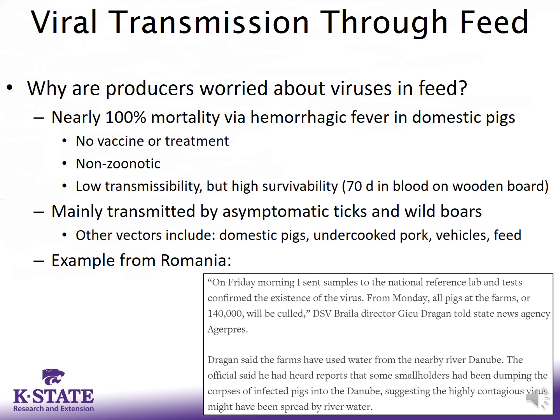They stated that the nearby Danube River was a potential source of this transmission. They had heard reports of some smallholders dumping corpses of infected pigs into the Danube River, suggesting that the highly contagious virus might have been spread by river water.